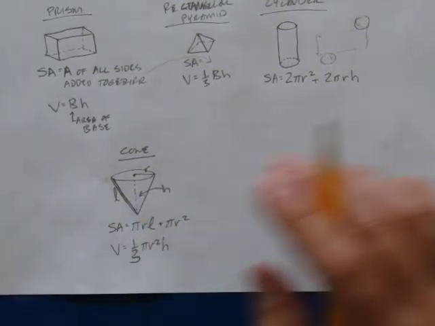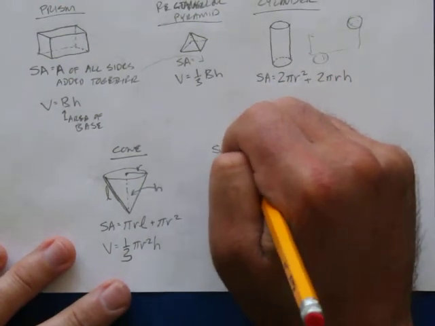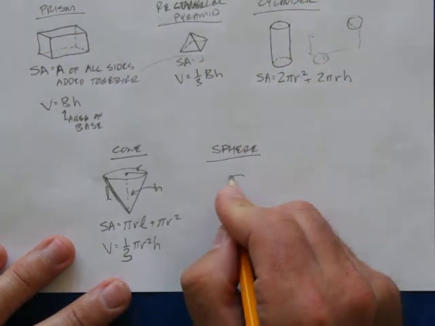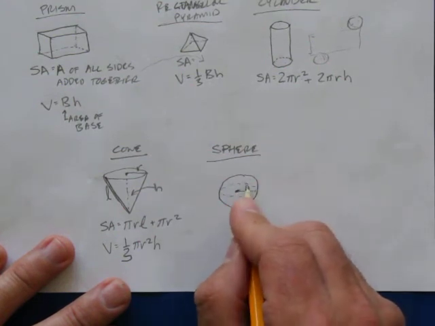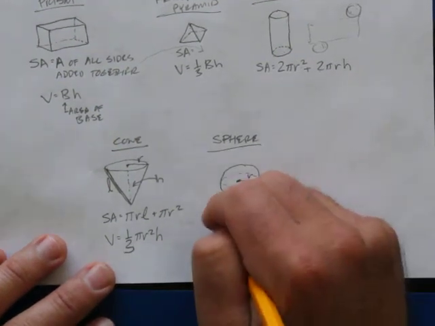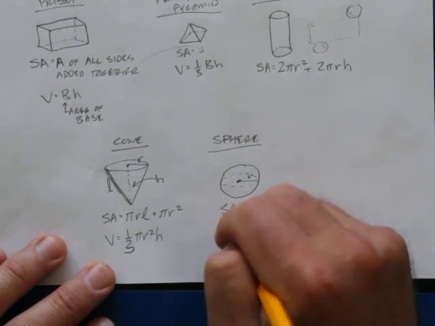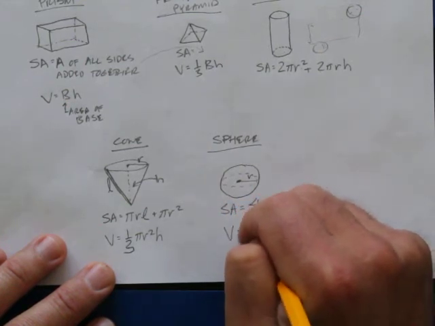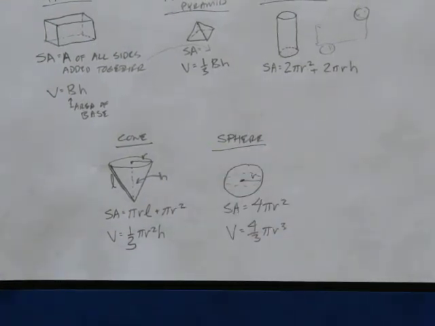And our last shape that we're going to look at is the sphere. Circle, and we've got our radius. Surface area is 4 pi r squared. Volume is 4/3 pi r cubed. And so those are your formulas. You just plug in the information to get whatever other information you want.